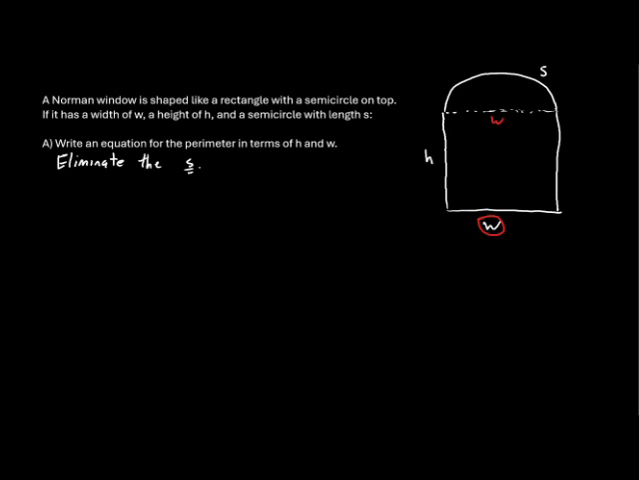Now let's think of equations that could give us the length of S. We might remember the circumference of a circle is equal to 2 pi r. However, we can also write this as pi times d, where d is the diameter. We don't have any letters to symbolize the radius, but we do have a letter to symbolize the diameter. That's W.